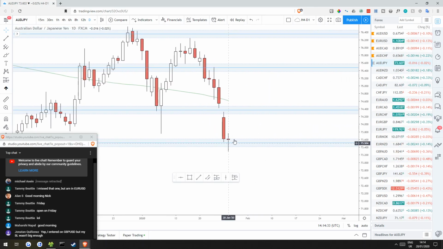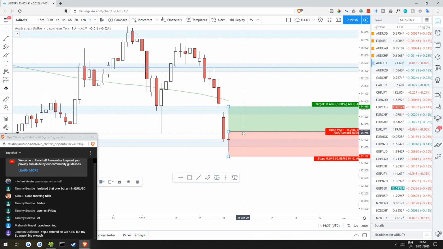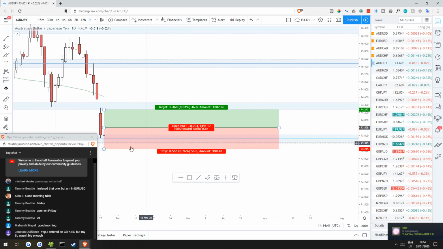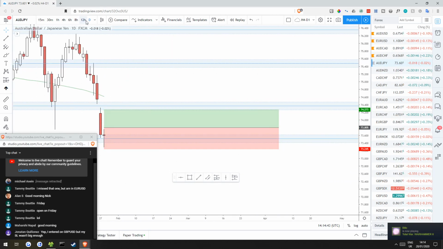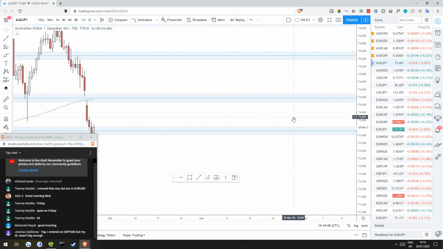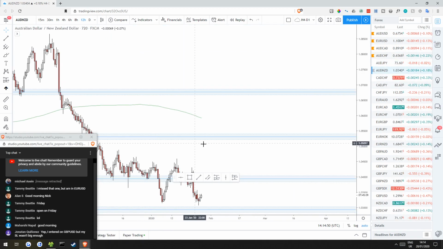There is a potential setup here on AUDJPY, but this one's risk to reward ratio just isn't going to be there for us. It's not going to give us a setup. The risk to reward ratio is in fact atrocious. Perhaps on the 12-hour you'd get something better, but no, not really. So I'm not going to do anything with AUDJPY.